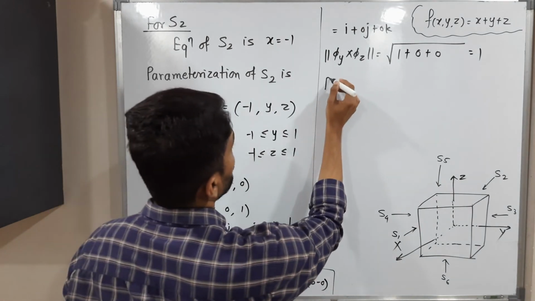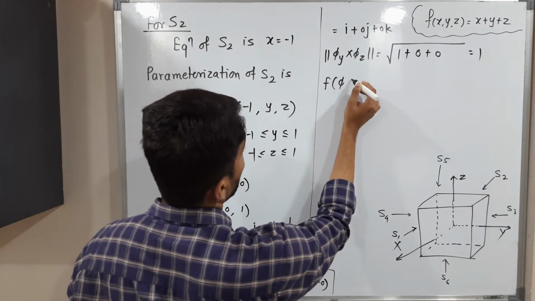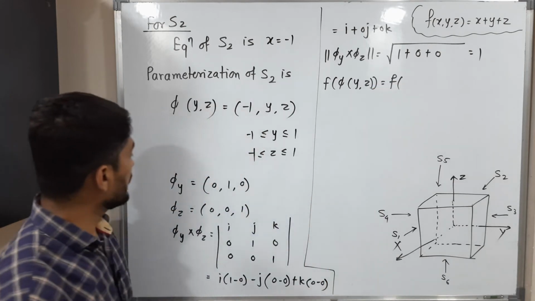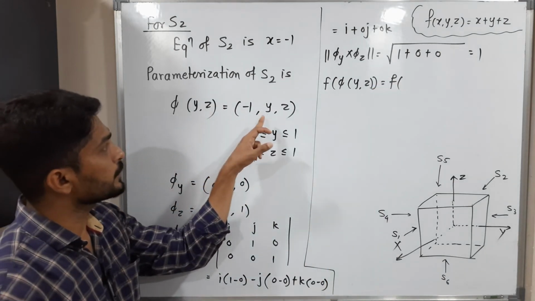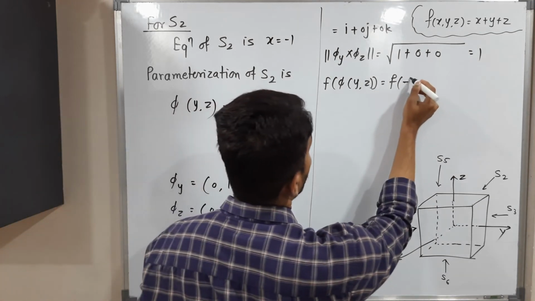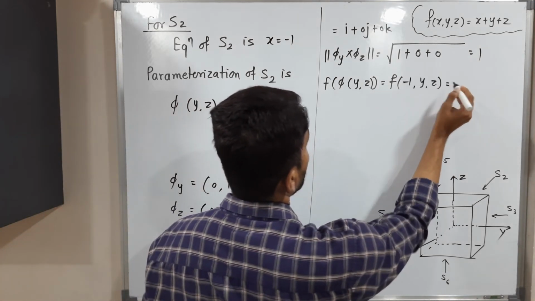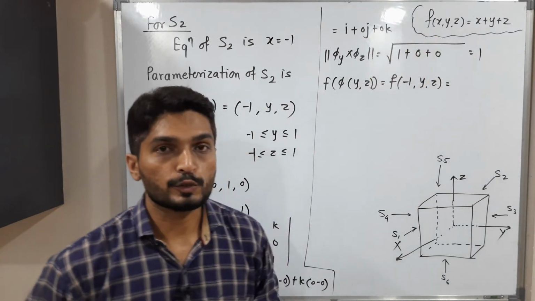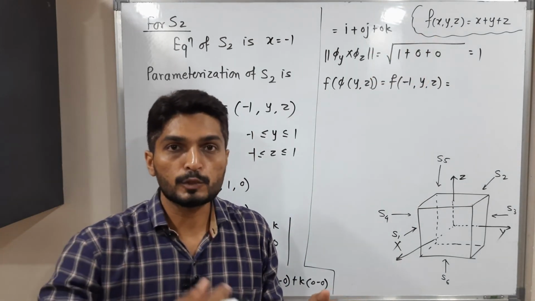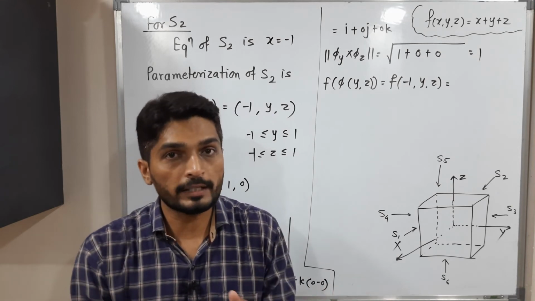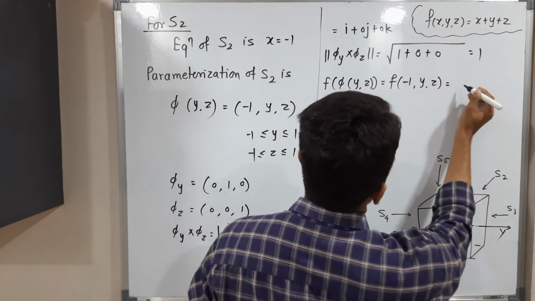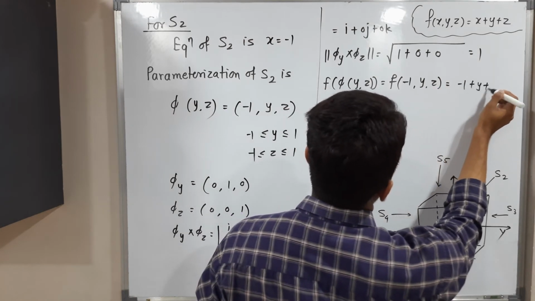Let us find the next term, that is f of phi of yz. What is phi of yz? Yes, it is (-1, y, z). Let me put its value, (-1, y, z). After that we have to operate f on that. Let us follow the definition of f. It is very simple, x plus y plus z. That means simply we have to add these components. So this one is -1 plus y plus z.